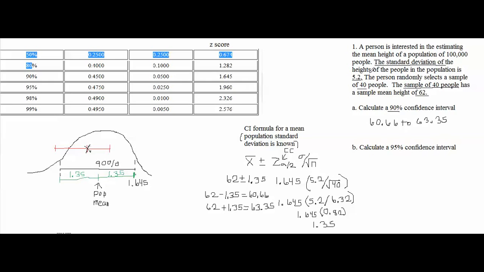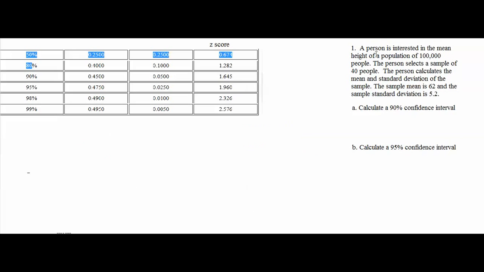I just need a second to clear this off so that I can put a new question in here. Now we have a different question. The person is still interested in estimating the mean height of the population of 100,000 people, and the person is still selecting a sample of 40 people to collect data from. But now the person doesn't know what the standard deviation of the population is, just like how in a real research study a person wouldn't know what the population standard deviation is.